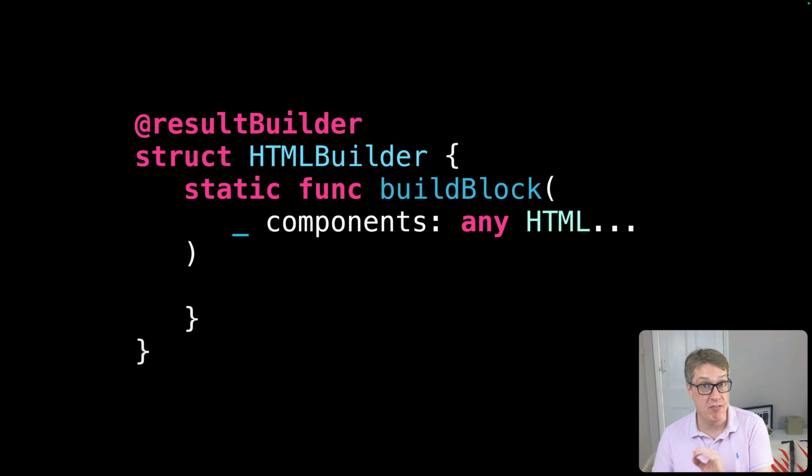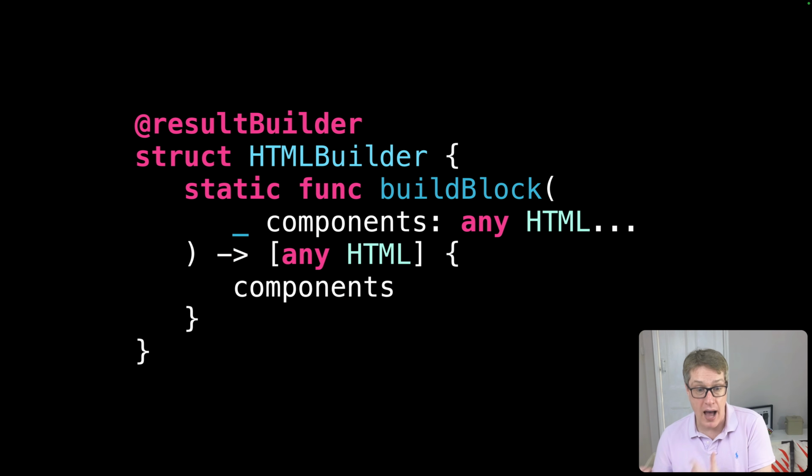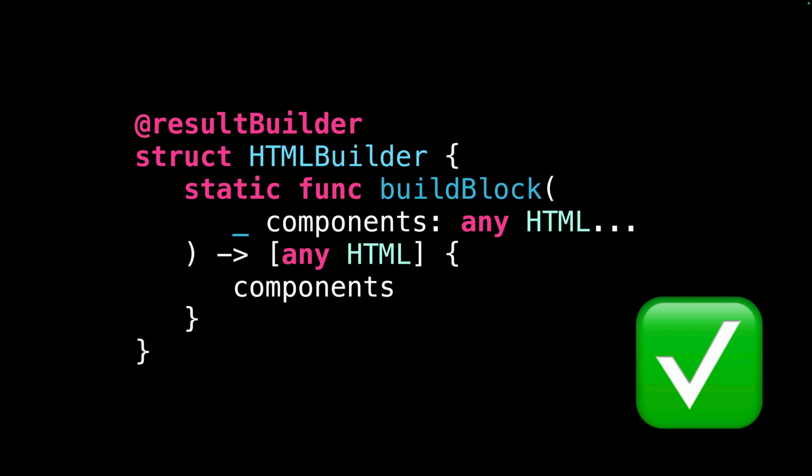So Swift automatically looks inside here for static methods that convert different kinds of content into output. There are lots of ways this can be called, but for now we'll use the simplest, static func buildBlock. And this will be given a variadic parameter containing 0 or more pieces of HTML, and we'll send it back as a single array that can be looped over. Now internally, Swift converts these variadic parameters into an array for us, which means our output is just our input. And that's our result builder done, at least for now.